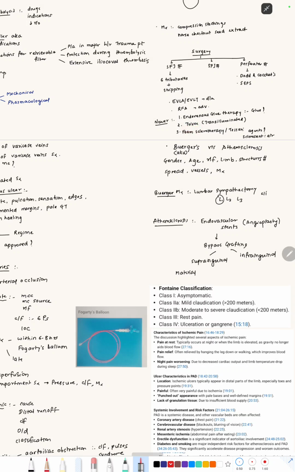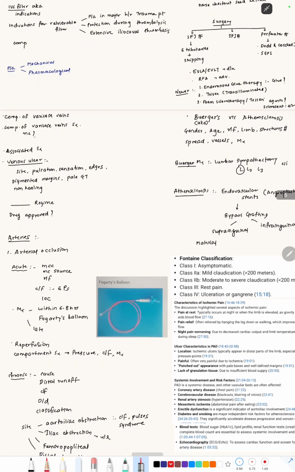Then TriVex. In the TriVex, transillumination is used. The orange color transillumination is seen with the help of this TriVex. Then foam sclerotherapy, which is also called the Tessari technique. The agents that are used are STD, that is sodium tetradecyl sulfate, which is the most common, polidocanol, ethanolamine, and sodium morrhuate can be used. The sclerosant to air concentration is 1:3 or 1:4.